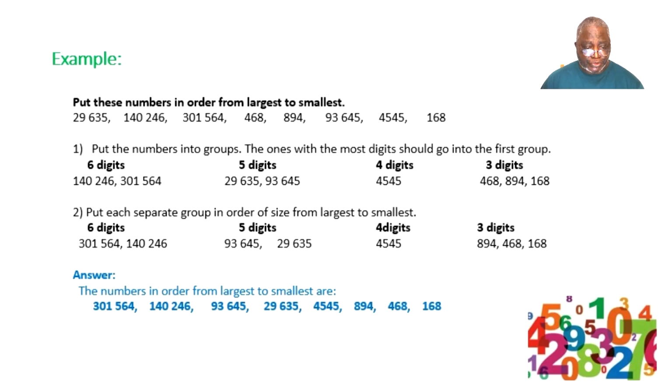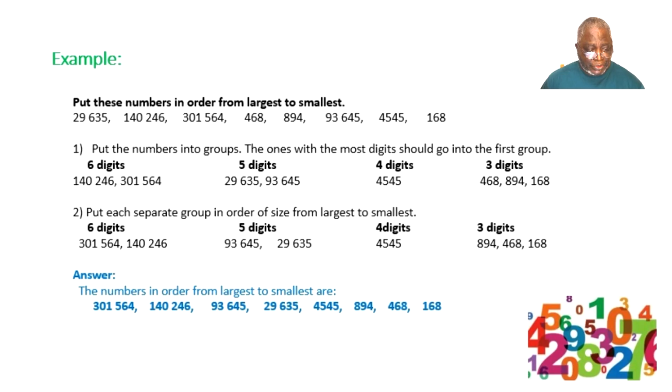First, put the numbers into groups, then the one with the most digits should go into the first group. In this case, you have 4 groups. You have 6 digits, 5 digits, 4 digits, and 3 digits. So you have to find all the 6-digit numbers, you put them together. All the 5-digit numbers, you put them together. The 4-digit numbers, you put them together. And then the 3-digit numbers, you put them together. Then you have to order them accordingly, starting from the highest to the lowest, or from the lowest to the highest, depending on what you were asked to do.